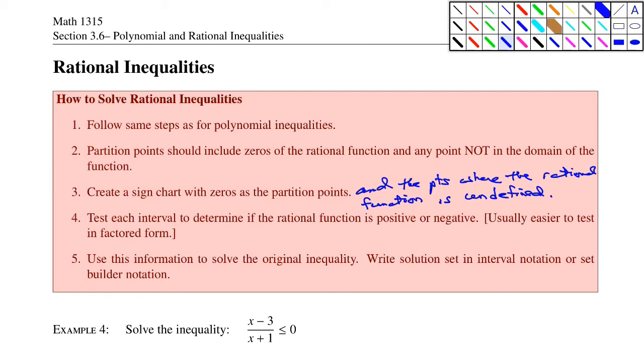Then step 4, test each interval to determine if the rational function is positive or negative. We can use the same sort of sign chart techniques that we used before with the multiplicity. So you can put that in here as well. Use multiplicity. And then solve the original inequality.